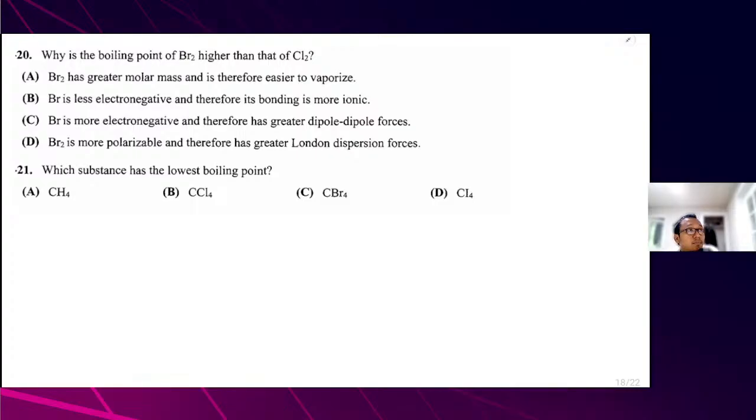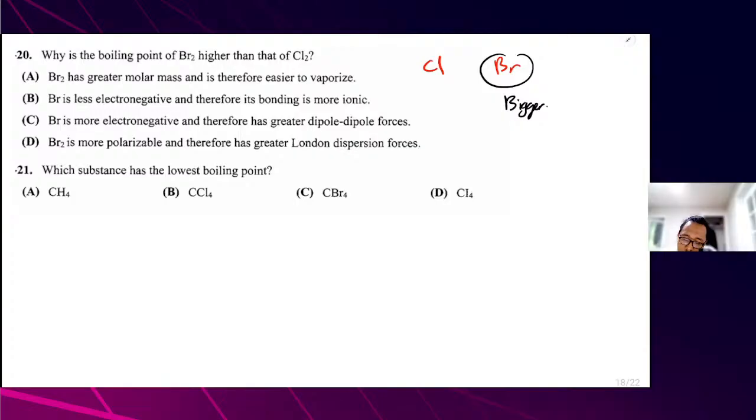Okay, why is the boiling point of Br2 higher than Cl2? Cl and then Br. Which one is bigger? Br is bigger, right? Br has greater molar mass, therefore easier to vaporize. This is a great question, because we need to understand the concept of vaporization.